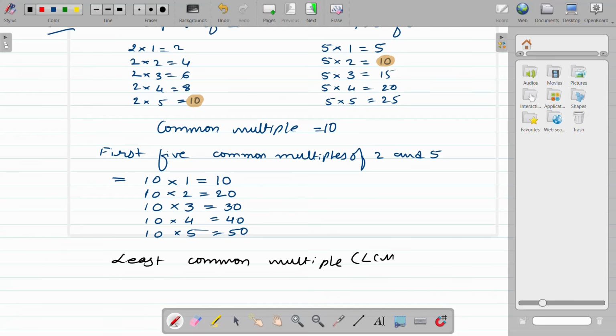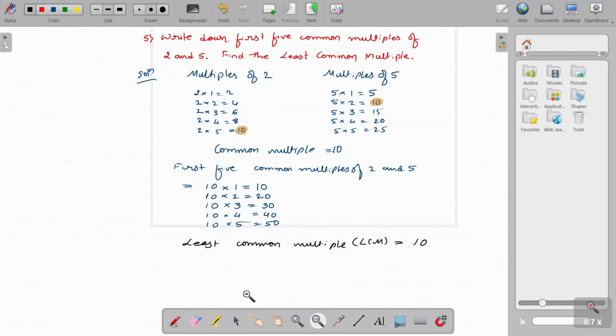Generally, we call it what? LCM, which is nothing but one of all the common multiples we have. In that, least common multiple means, as I have already told, the first common multiple is known as the least common multiple, or else the smallest common multiple is known as the least. In 10, 20, 30, 40, 50, the smallest is 10, or else you can say the first common multiple is 10. So because of that, the least common multiple or LCM, we got it as 10. So this way, we will find the first five common multiples as well as the least common multiple, that is known as LCM.